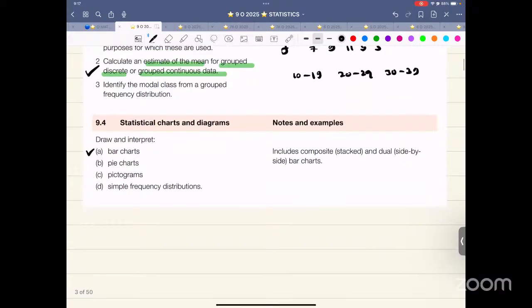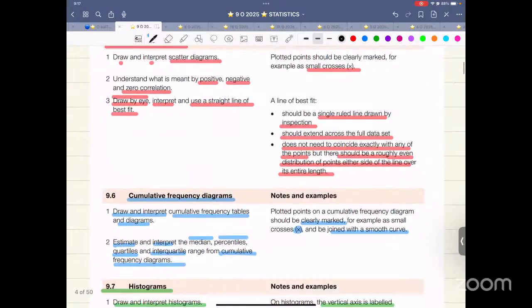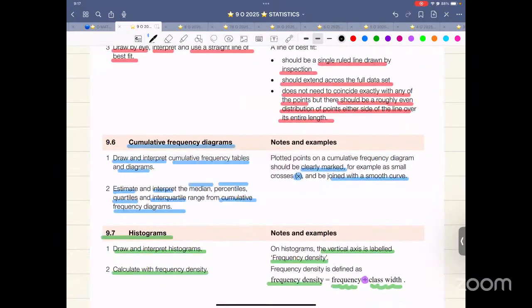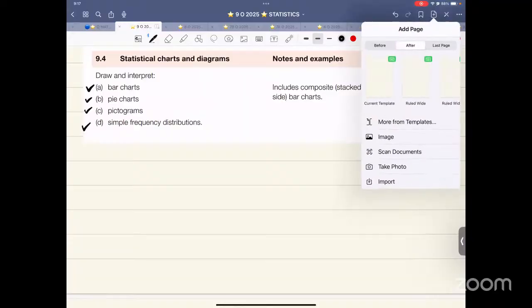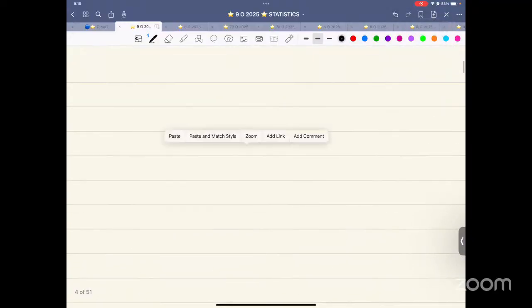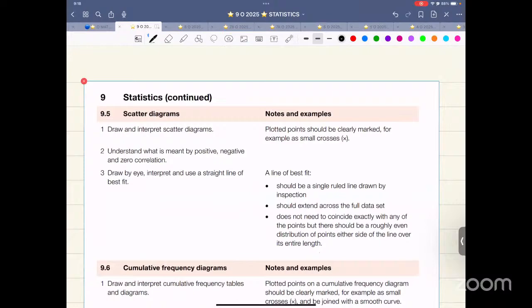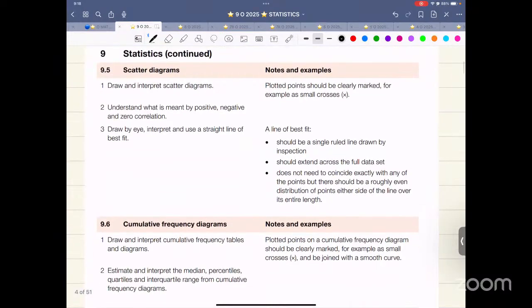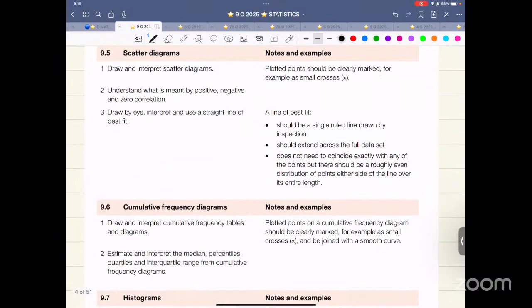Statistical data: the bar chart, the pie chart, the pictogram, the frequency distribution, and so on. And then we have this thing, and let me add a page over here. So now we have all these things: scatter diagram, positive correlation, negative correlation, zero correlation. Positive correlation is a positive gradient. Negative correlation is a negative gradient. Zero correlation is neither positive nor negative. It's all spread out. There is nothing over there. That's a zero correlation.